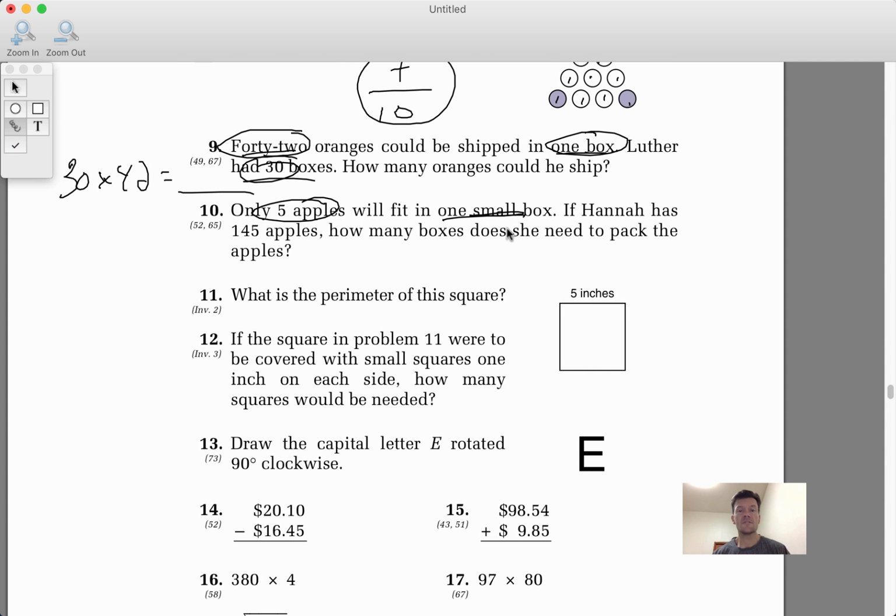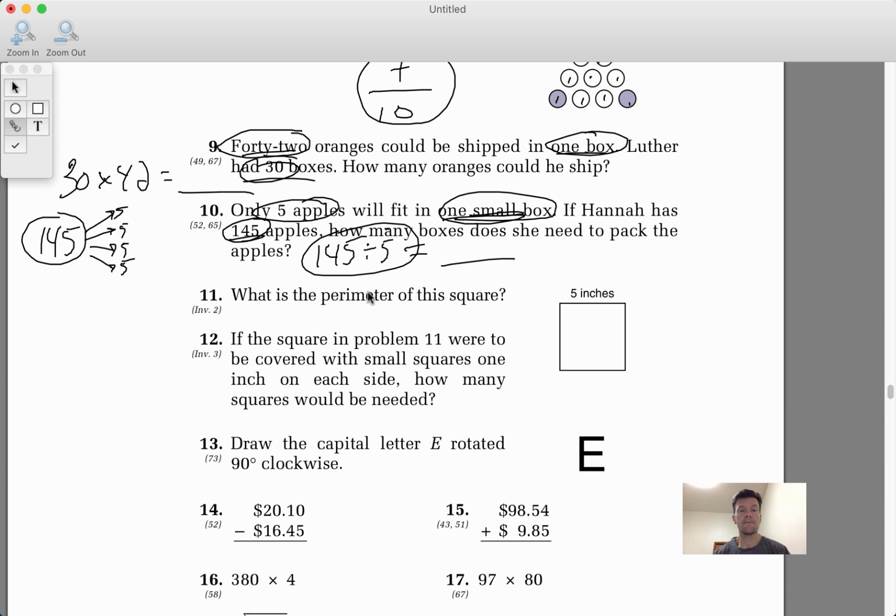5 apples will fit in one small box. Hannah has 145 apples. How many boxes does she need? So you're going to take 145 and divide them into small boxes, 5 in each. You can put 5 in this box, 5 in this box, 5 in this box, 5 in this box. So obviously, you're going to take this 145 and divide it into 5s. How many times are you going to be able to divide this by 5? So 145 divided by 5. And that's going to tell you how many boxes you're going to need.